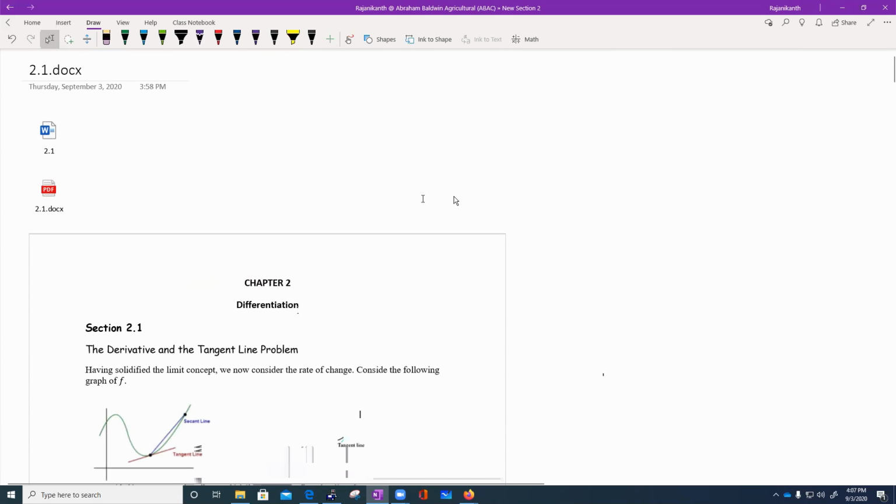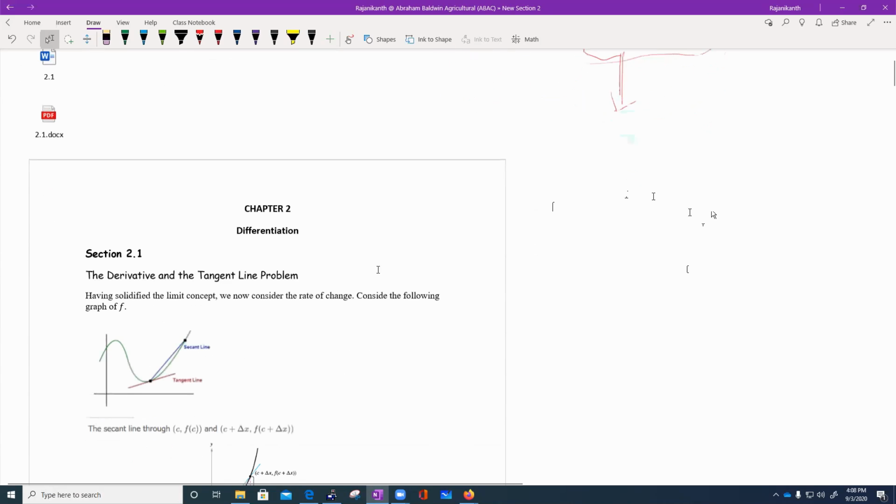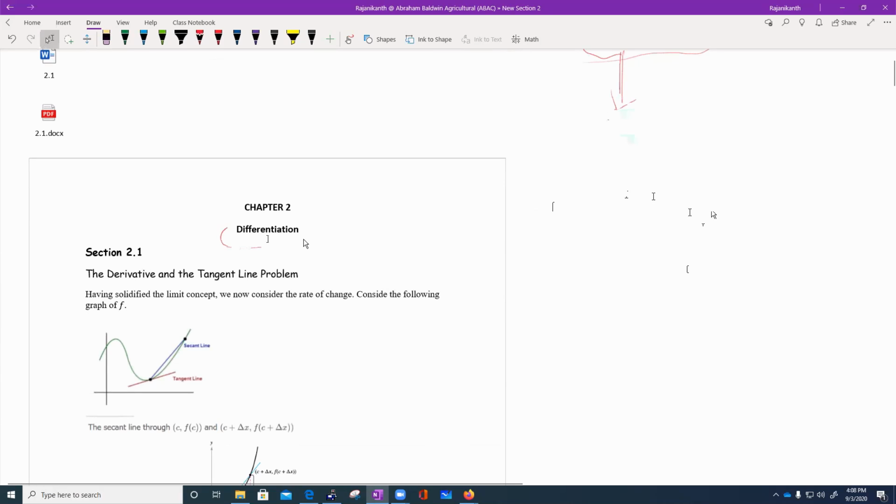So remember in chapter 1 we already studied finding limits, right? We are good with finding limits of any problem, right? Like if you are given a function, and we know how to find the limit of any given function for the given value. So now we are going to use the limit technique to find out the differentiation.